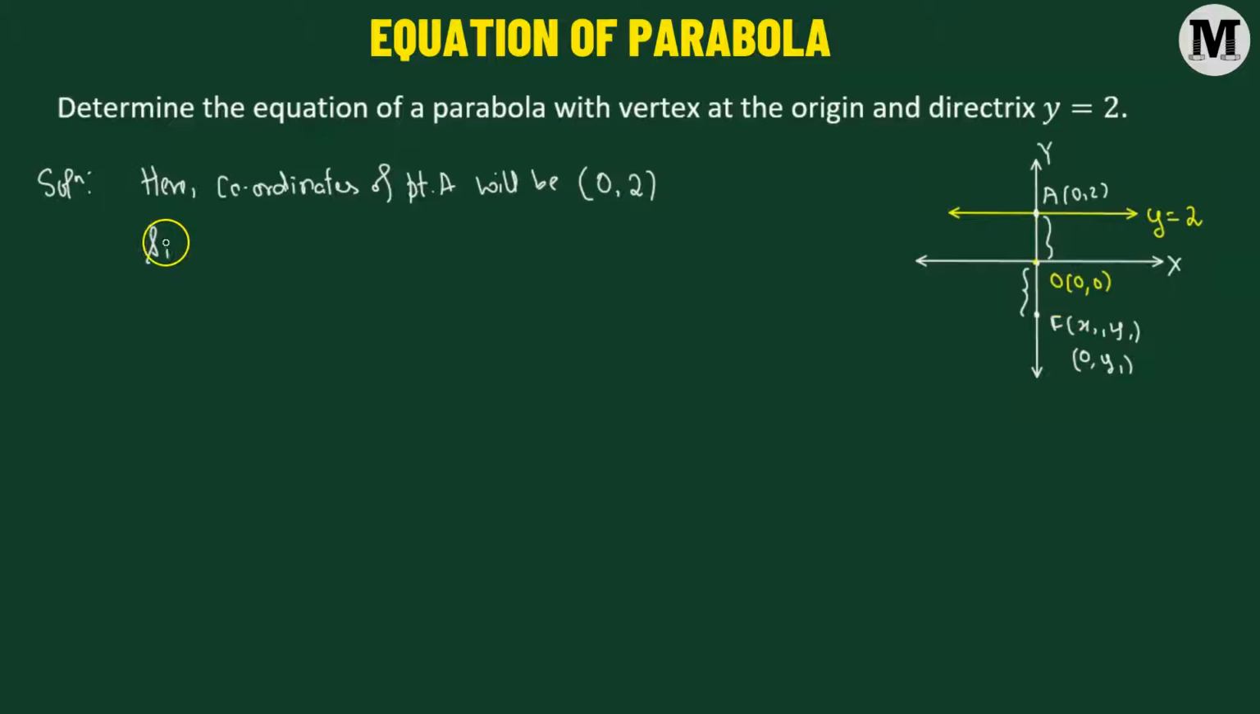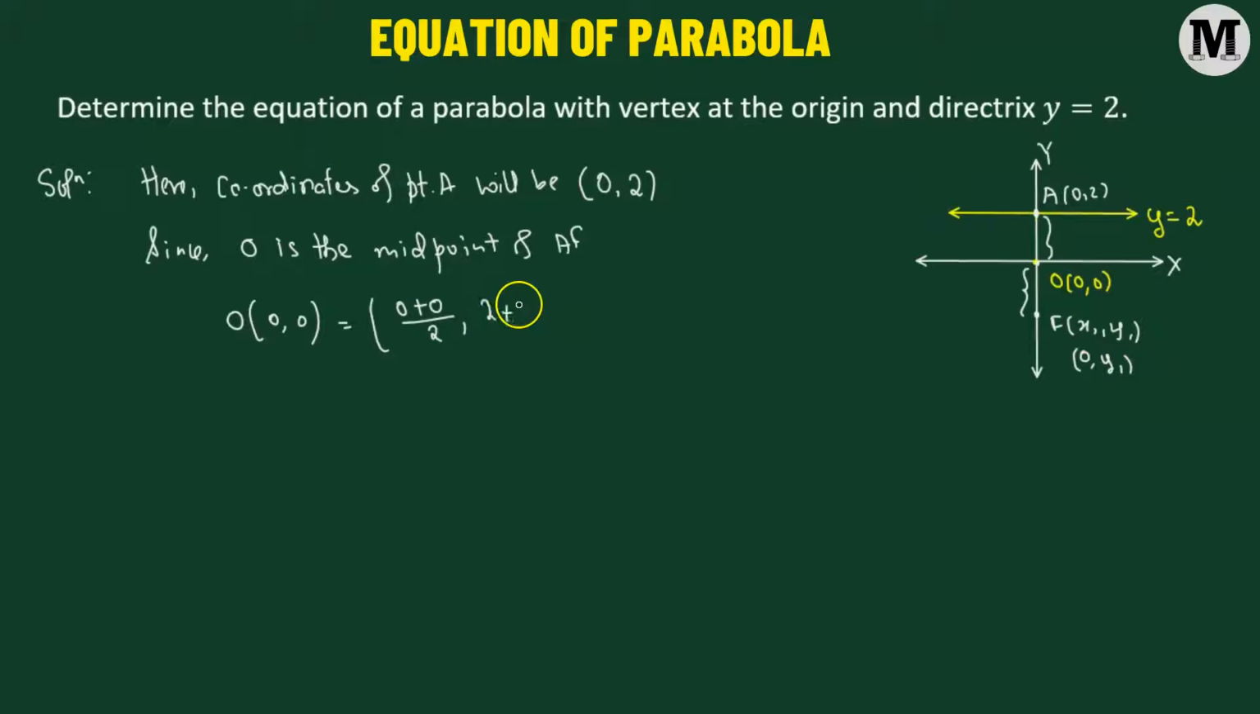Now we can use the fact that O is going to be the midpoint of AF, which means that the coordinates of O, which is (0, 0), will be equivalent to the sum of the x-coordinates of A and F, so that's 0 added to 0 divided by 2, and the sum of the y-coordinates, so that's 2 plus y1 divided by 2. So we're taking the midpoint formula here, which will equal (0, (2 + y1)/2).